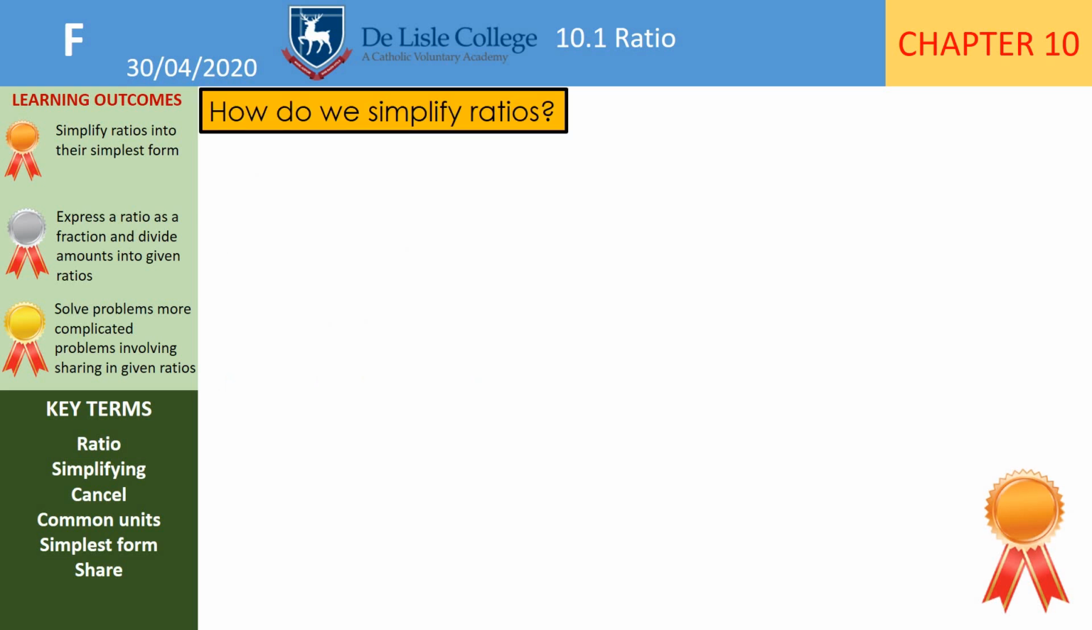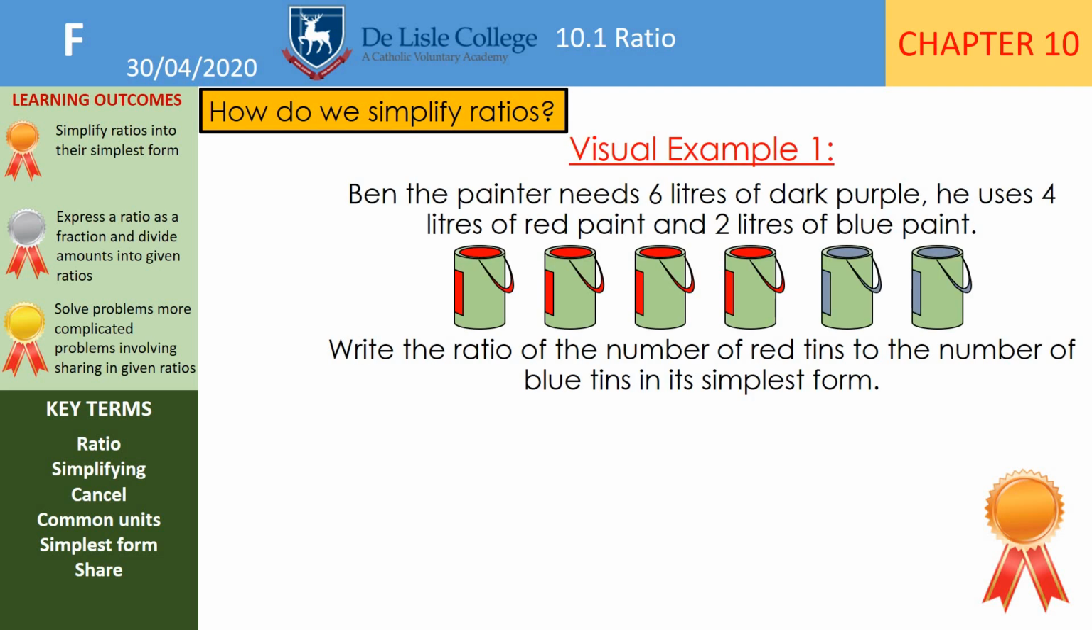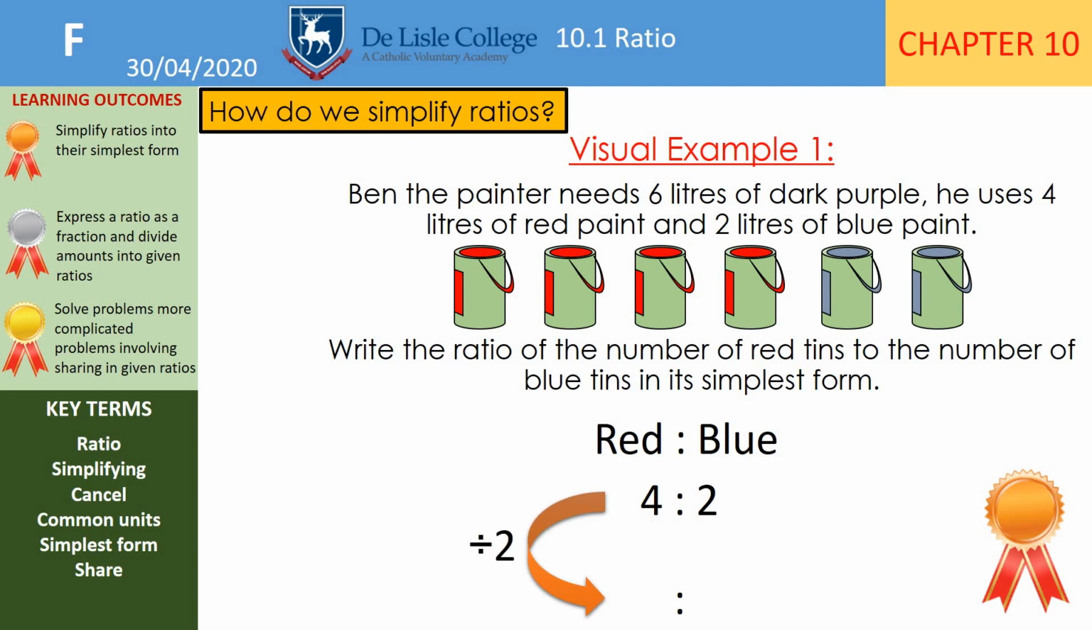How do we simplify ratios? Well, we had a hint about this earlier on. So if Ben the painter needs 6 litres of dark purple, he uses 4 litres of red paint and 2 litres of blue paint. We write the ratio of the number of red tins and number of blue tins, and then in its simplest form. So notice we put red, space and then a colon, and then blue. It's 4 to 2, and we can divide both numbers by 2 to give us 2 to 1. This is part of our bronze learning.